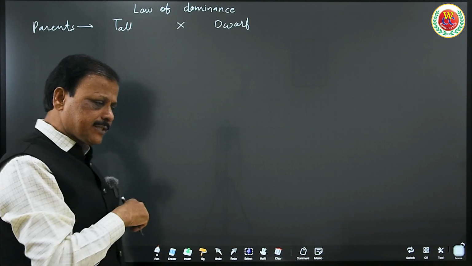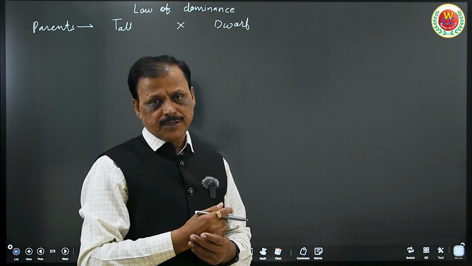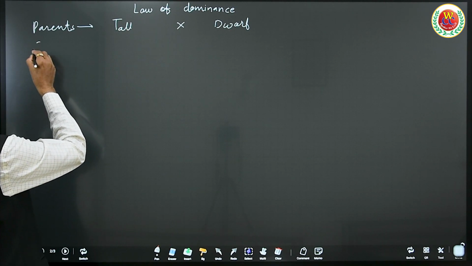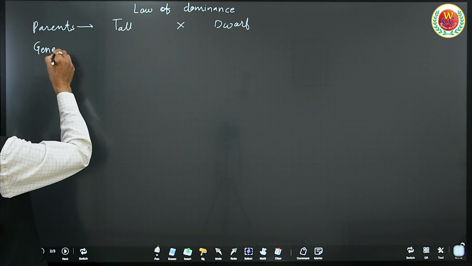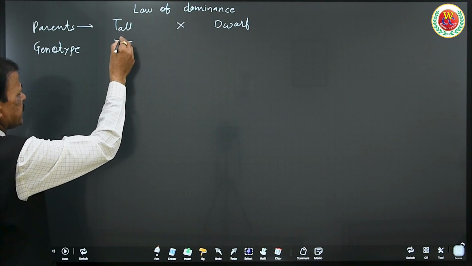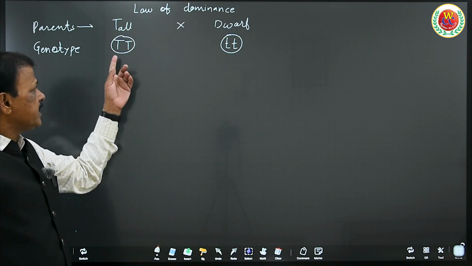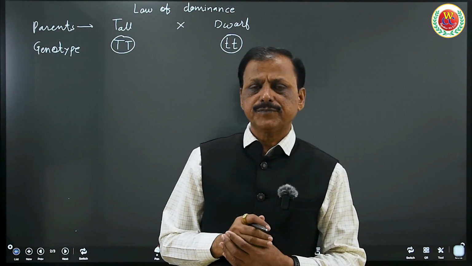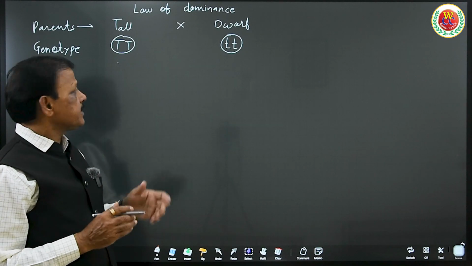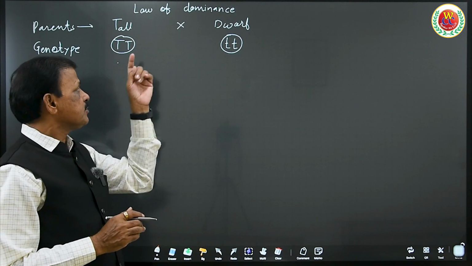Now, by the time he discovered these laws, genes were not known by the name gene. He called them factors. So he considered that the factors that control tallness and the factors that control dwarfness could be the genotype. Genotype is the set of genes that control this character. So the tall plant will have genotype capital T, and the dwarf plant has genotype small t. Capital T is dominant, a gene which expresses its expression, and small t could not produce any protein, therefore does not express in the presence of capital T.